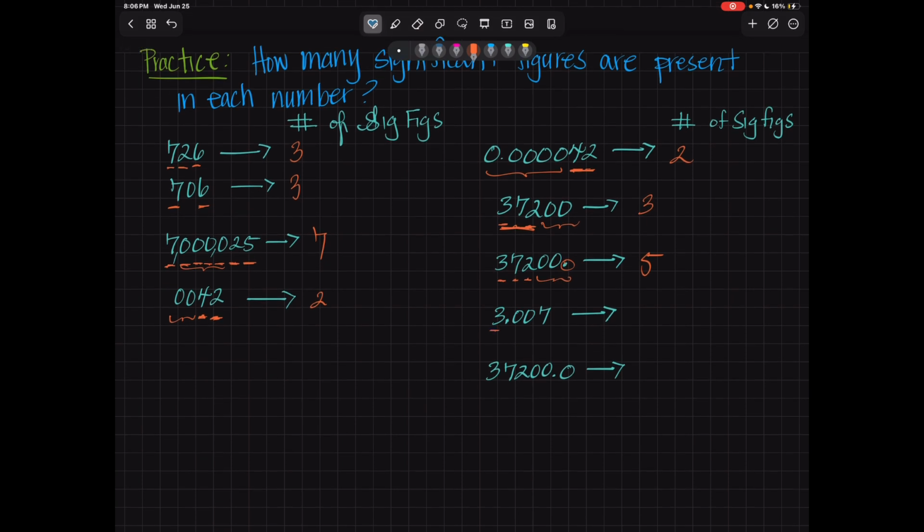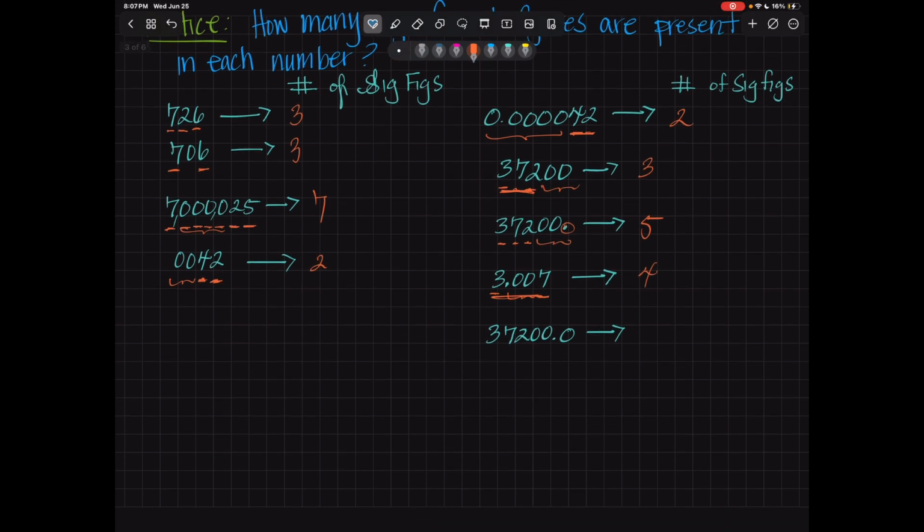You have 1 non-zero number and 2 non-zero numbers. You also have 2 zeros, and they're sandwiched. So this leads us to counting all numbers as significant, and there being 4 significant figures. Next, we have 3 non-zero numbers. We also have 3 zeros. However, we have this decimal, and this decimal means all trailing zeros are in fact significant. So in this case, we're going to have a total of 6 significant figures.